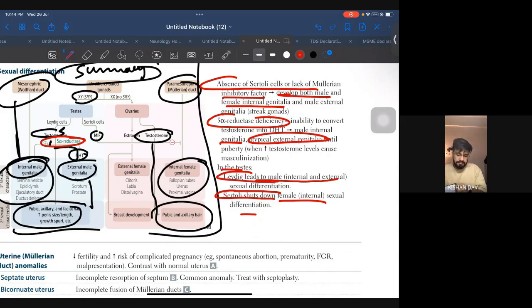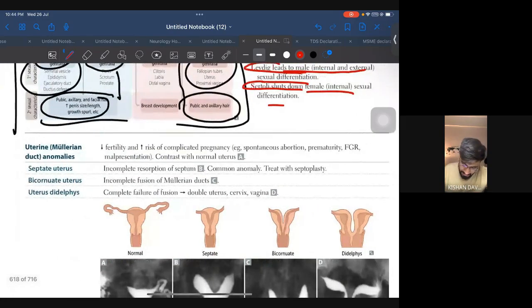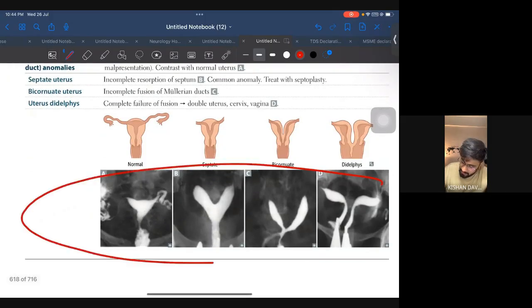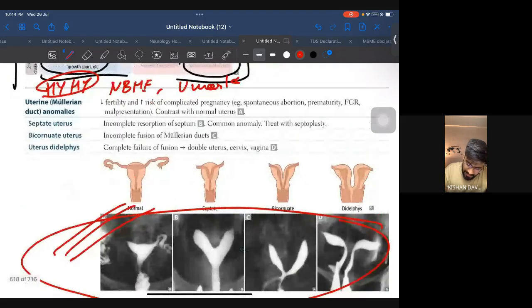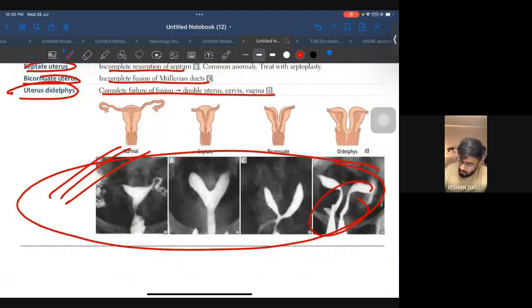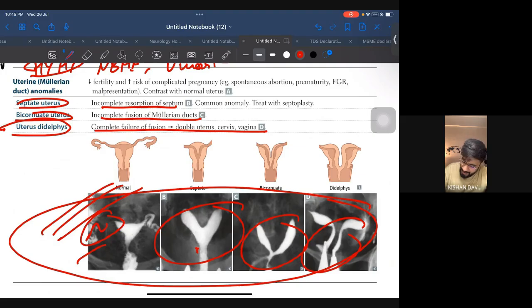Okay. Moving ahead. Uterine anomaly. Now this is very high yield, even in NBME, even in UWorld, and these images are very important. Okay, let's see: septate uterus, incomplete resorption of septum. Bicornuate uterus, incomplete fusion of Mullerian ducts. Uterus didelphys, complete failure of fusion, double uterus. So look, you have to remember this. This is the normal, and this is what will happen in septate, bicornuate, and uterus didelphys. Very important. They will directly give you this image in the question.